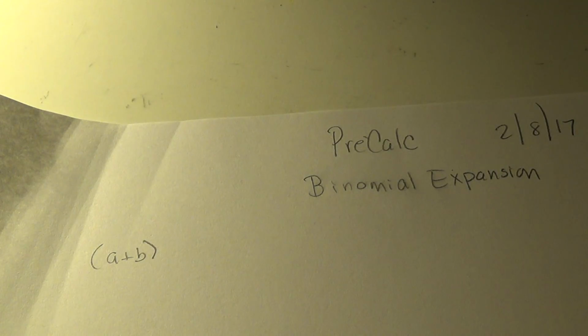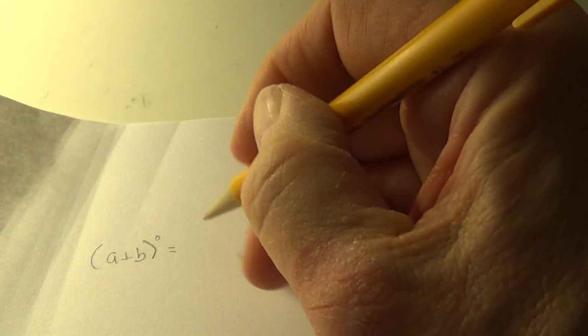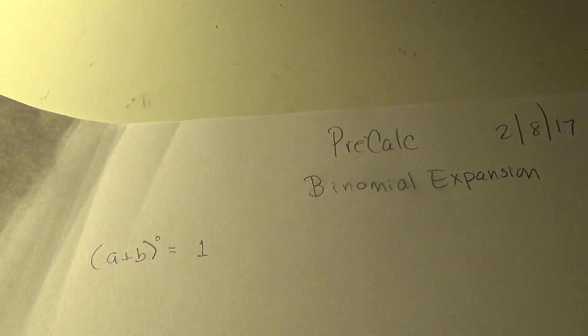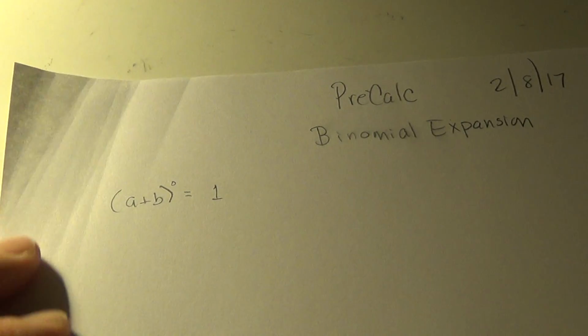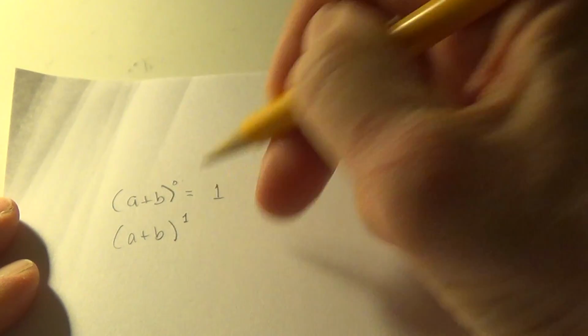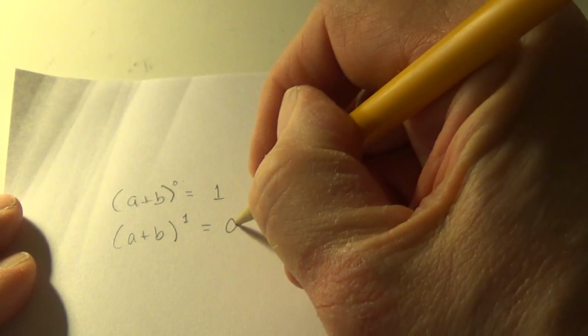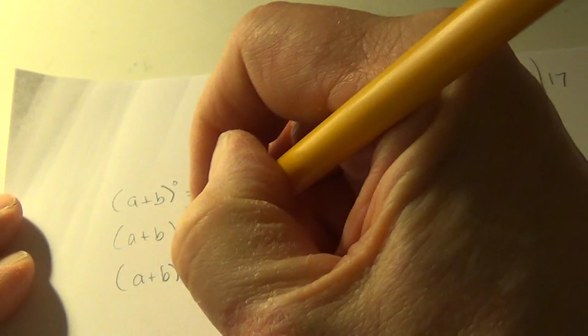And I'm going to raise it to the zero. Well, anything to the zero, oh math student, is 1, by definition. So a plus b to the 1, and now I'm going to raise it not to the 0, but to the 1. And I'm going to get a plus b unaltered. Now we'll get to have some fun.